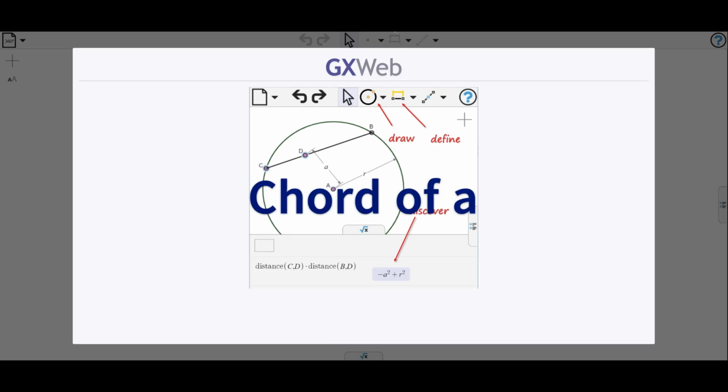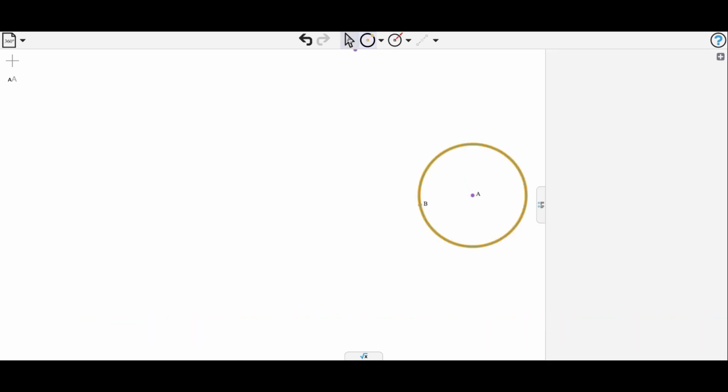Today we're going to talk about the chord of a circle and the theorems that go with that. GXWeb is going to help us visualize this. Let's draw a circle first, and I want to remind you that a chord is a line segment that joins any 2 points on the circumference of a circle.